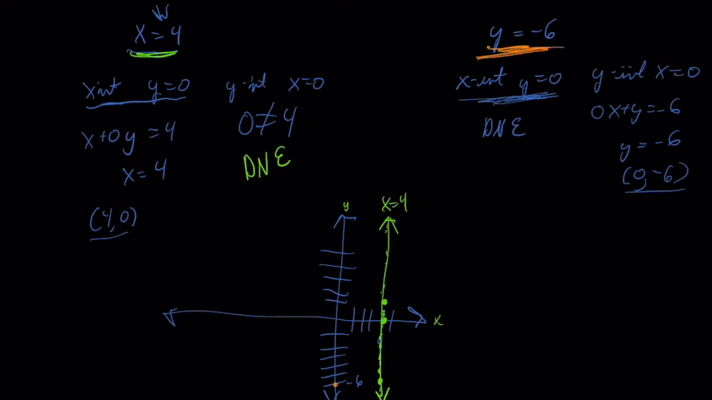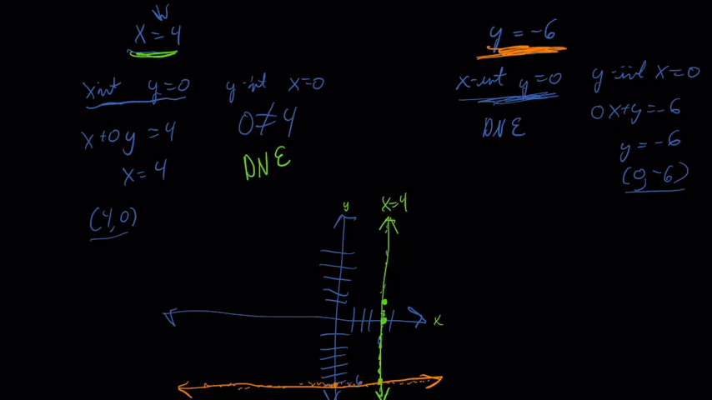So the solution set to this equation is going to be every point on our coordinate system where y equals negative 6, right? All those points are solutions. It's going to be the line that goes through y equals negative 6. It is parallel to our x-axis, right? It's never going to cross our x-axis. So it doesn't have an x-intercept.